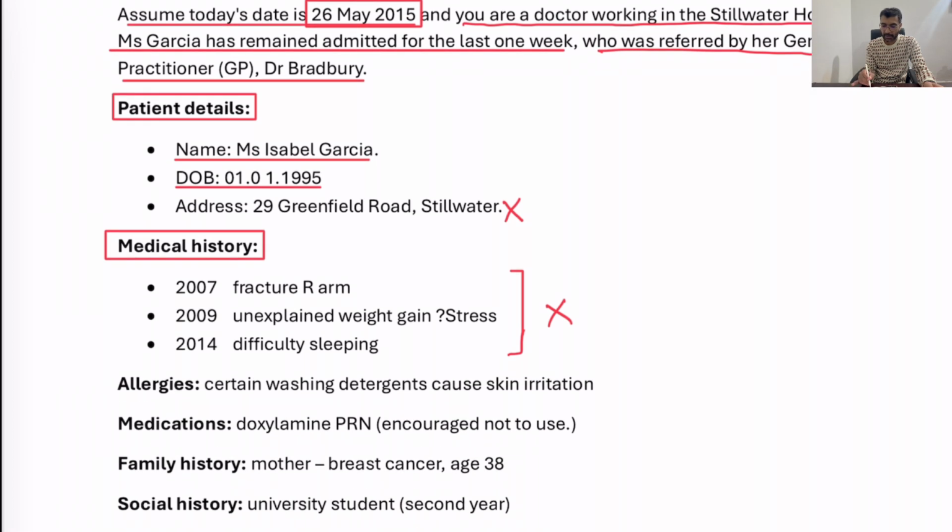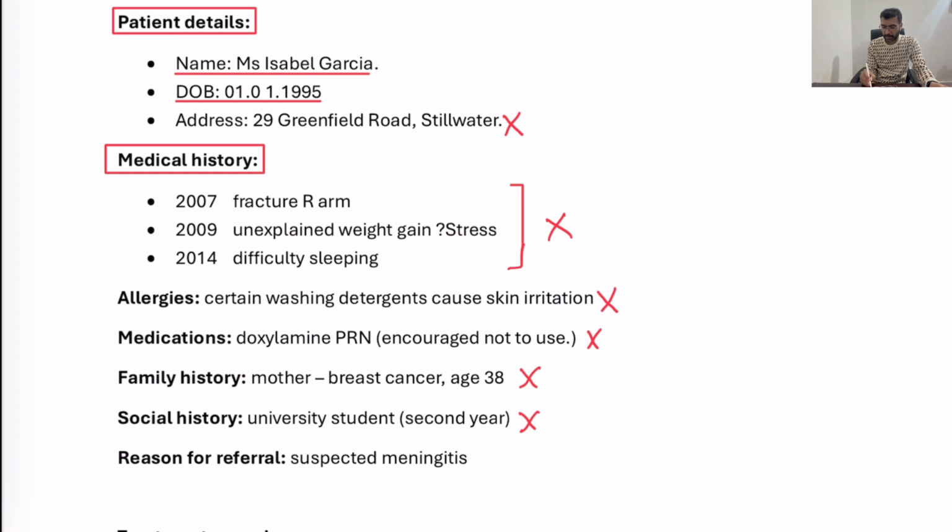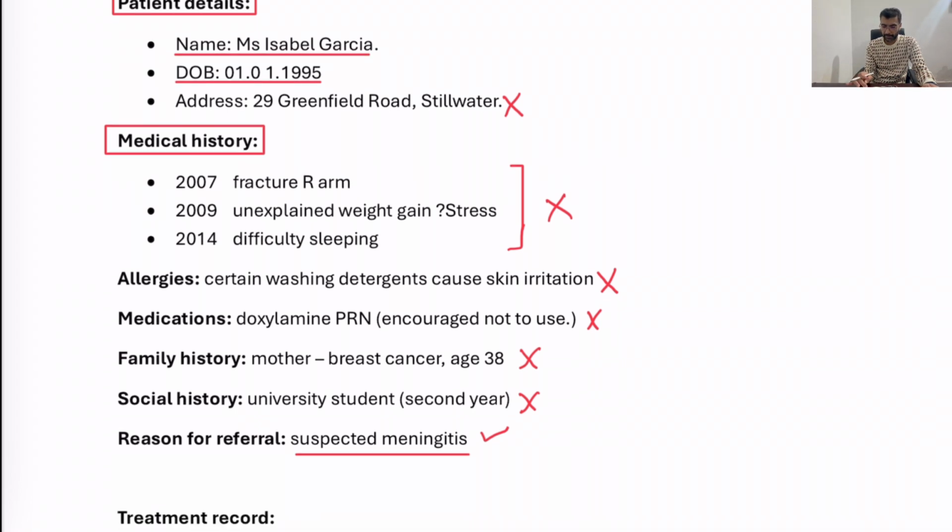Then allergies: certain washing detergent causes skin irritation. Again, not important. Medication: doxylamine PRN, encouraged not to use. Definitely not important. Family history: mother breast cancer, age 38, not important. Social history: university student, second year, not important. Reason for referral: suspected meningitis. Yes, this is important. We need to include that the patient was referred with the suspicion of meningitis.